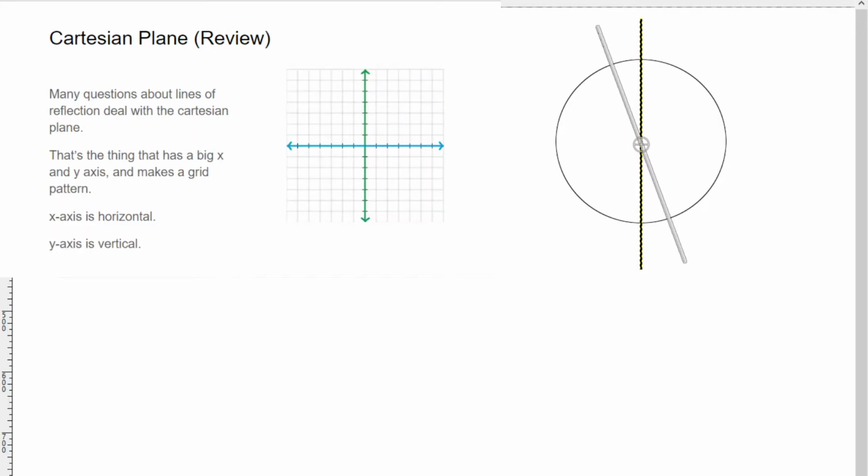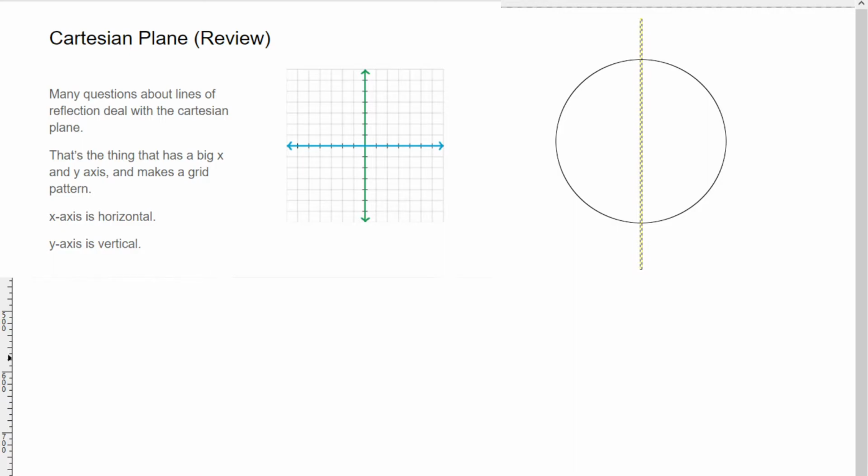So we need to go back over the Cartesian plane. Many questions about lines of reflection deal with the Cartesian plane. Same with the lines of symmetry. You might be given like half of a shape. And if you remember, I hope you do, this is the thing that has a big X and Y axis. There's a grid pattern behind it. The X-axis is horizontal and the Y-axis is vertical, always.